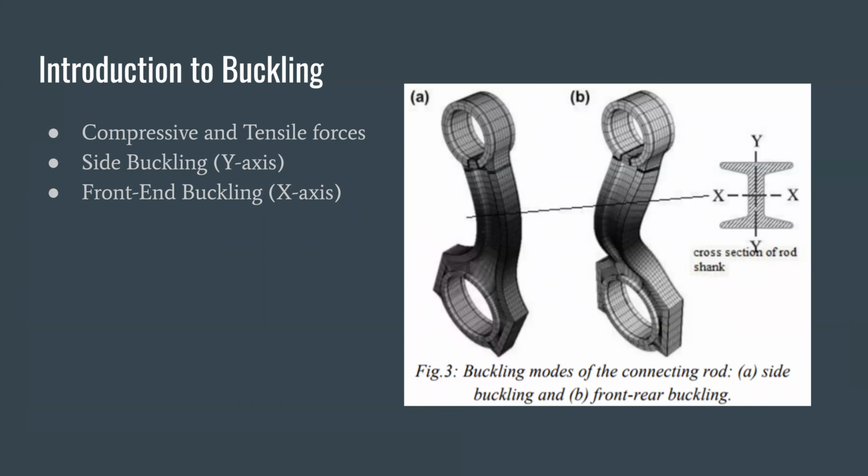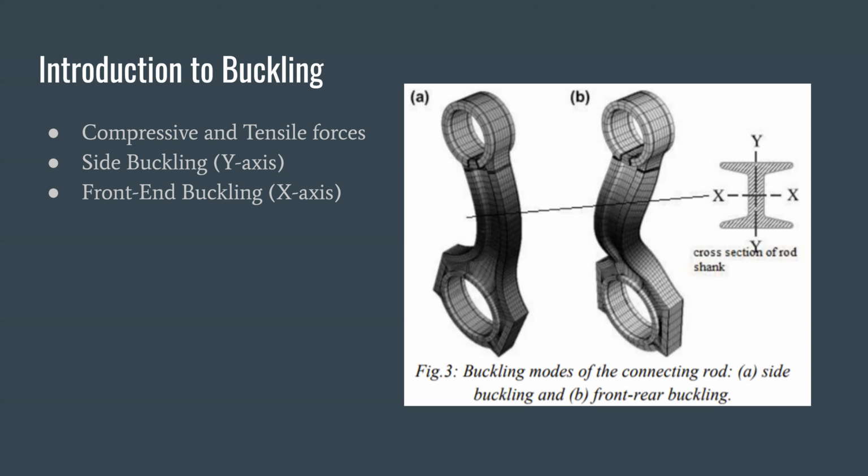So to introduce buckling for a connecting rod, the connecting rod is subjected to alternating compressive and tensile forces. Since the compressive forces are much higher than the tensile forces, the cross-section of the connecting rod is designed as a strut. This means that it will be subjected to the buckling phenomenon.